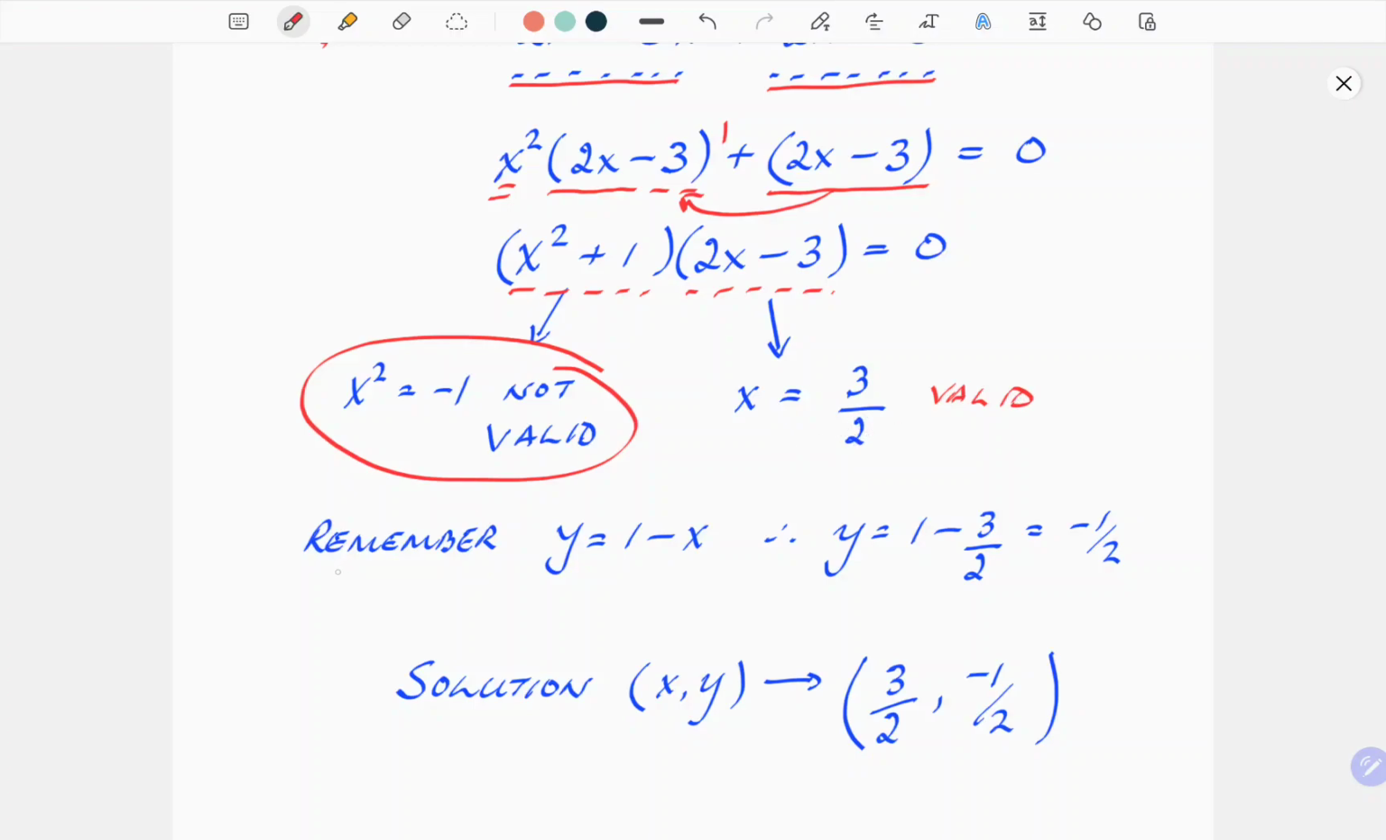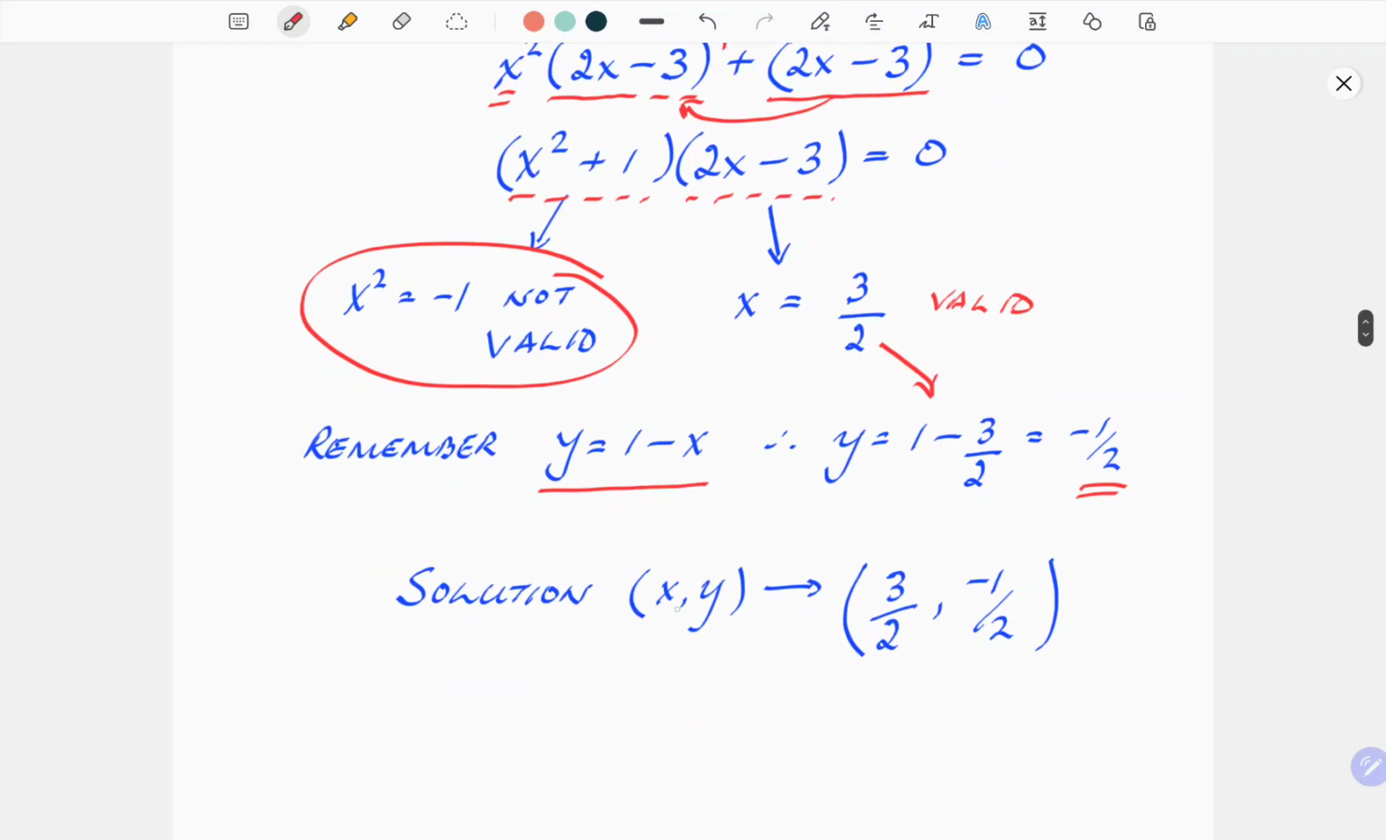Noting from the very beginning, the second equation, the linear equation, that y equals 1 minus x. Therefore, if x equals 3 over 2, y equals 1 minus 3 over 2 equals minus half. Again, presenting the solution in a coordinate fashion, you have 3 over 2, comma, minus 1 over 2. So that is actually the equation solved.